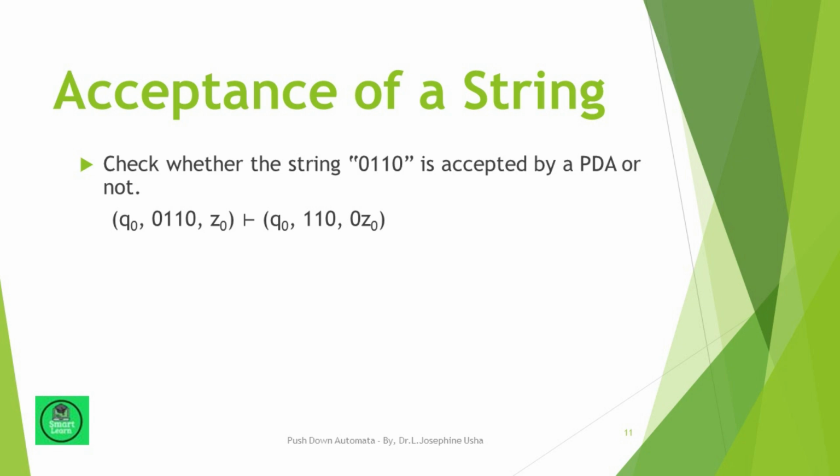After this transition the stack content will be 0 Z0. So the configuration of the PDA is Q0, 110, 0 Z0, where Q0 is the state, 110 is the remaining input and 0 Z0 is the stack content. In the next step you will read the next input symbol, that is 1.